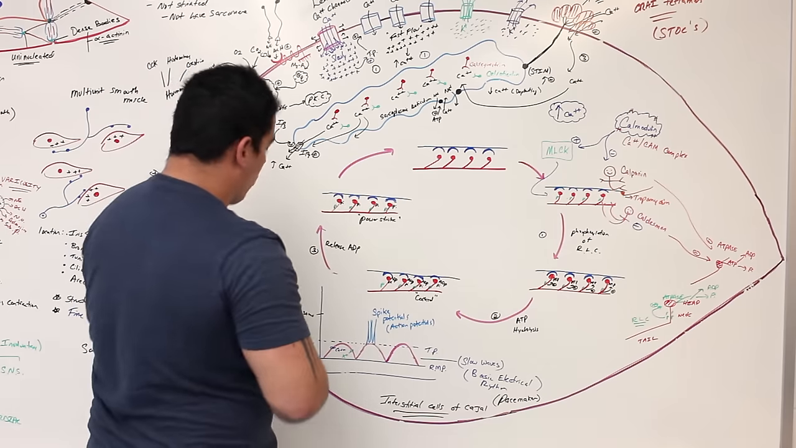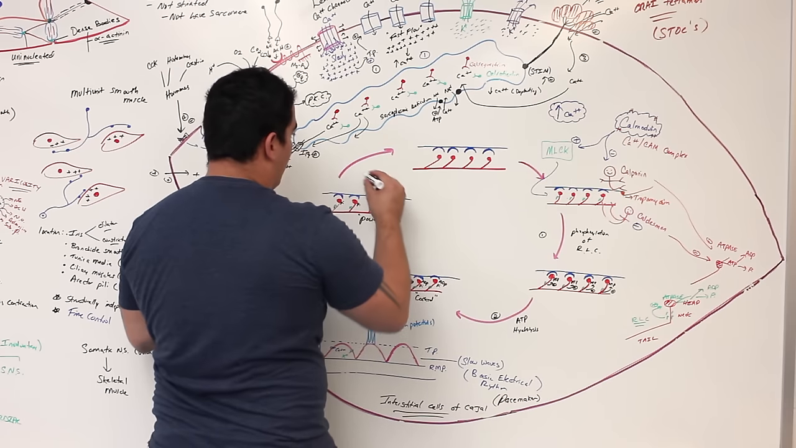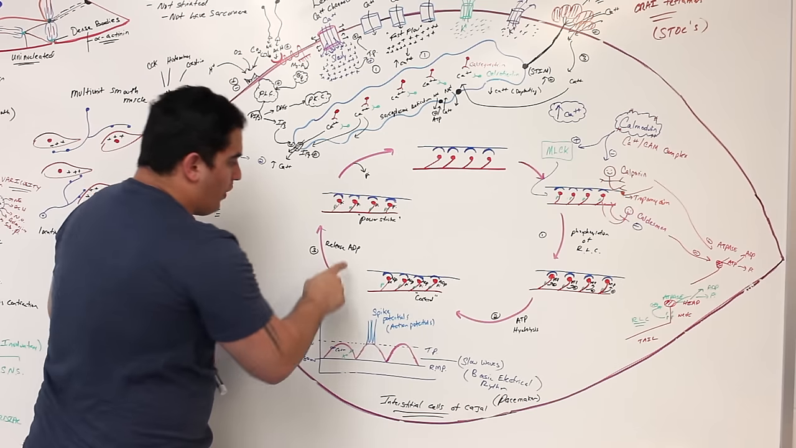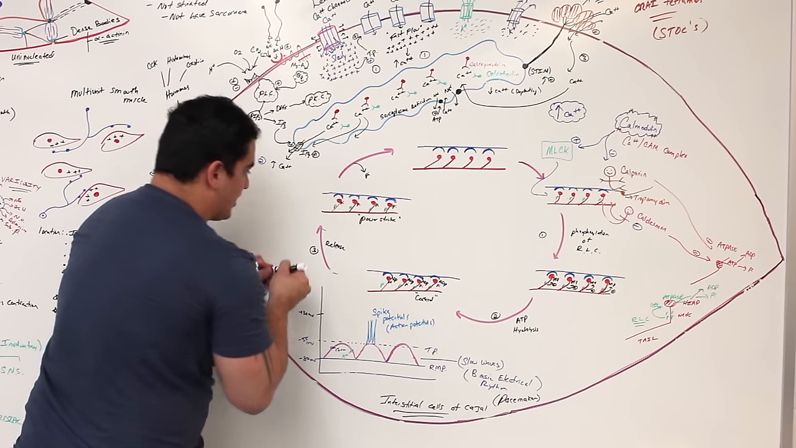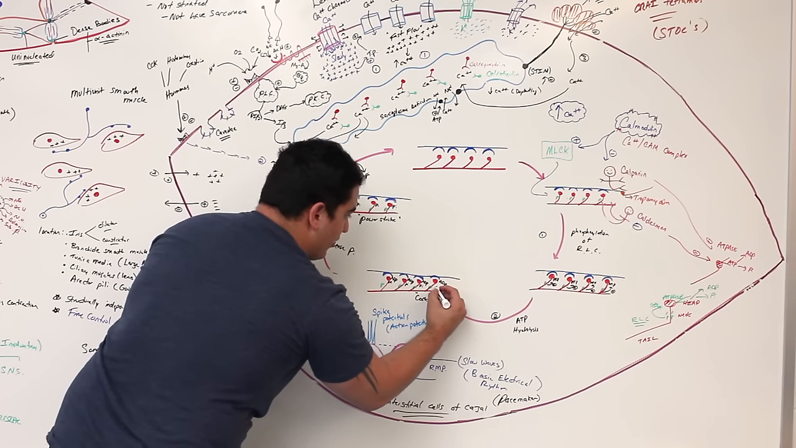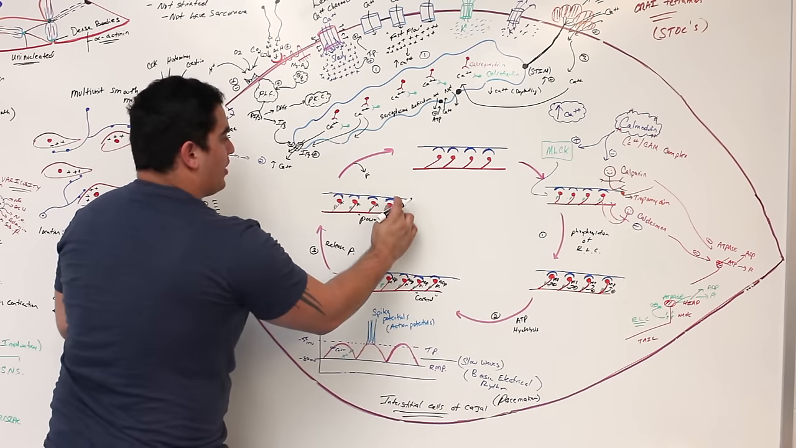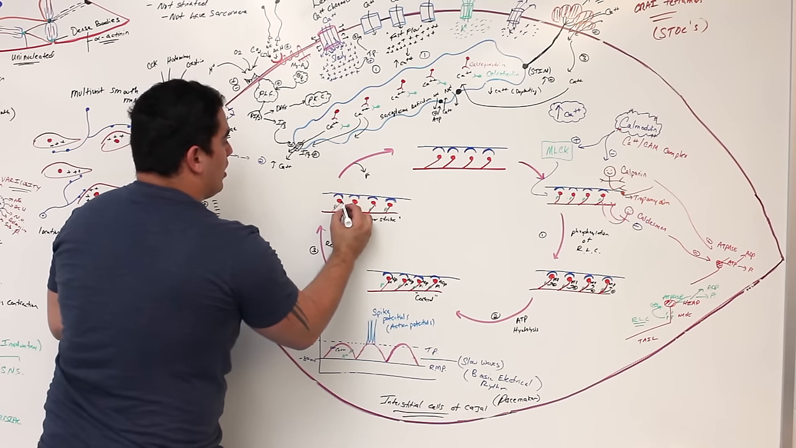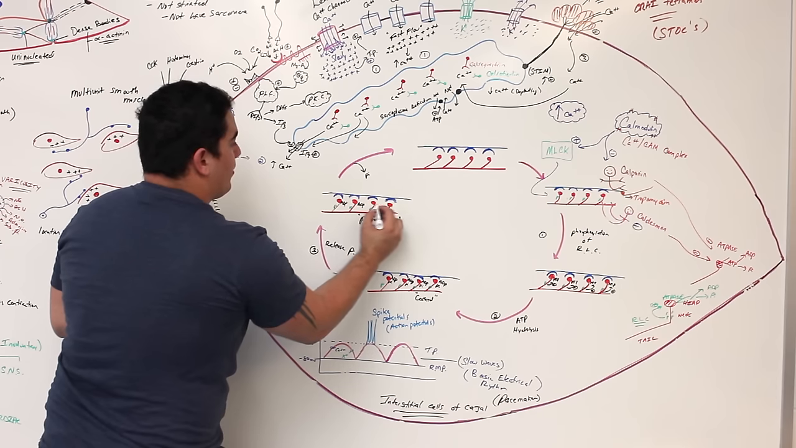Then what are we going to do? Now let me rephrase this here. We actually don't release ADP, we release the phosphate. I'm sorry, we release the phosphate. So we should still have ADP bound afterwards. So what should we actually have bound here? We shouldn't have the inorganic phosphates bound, we should have the ADP still bound.